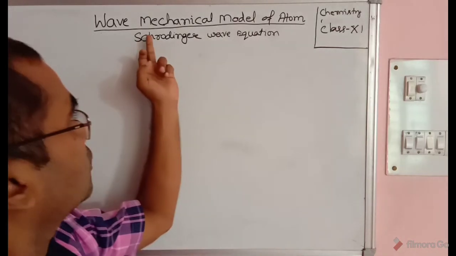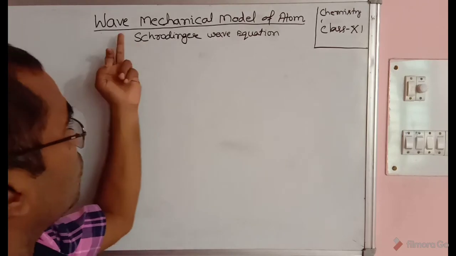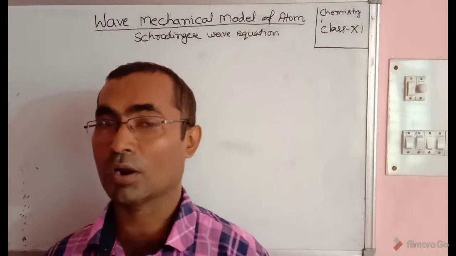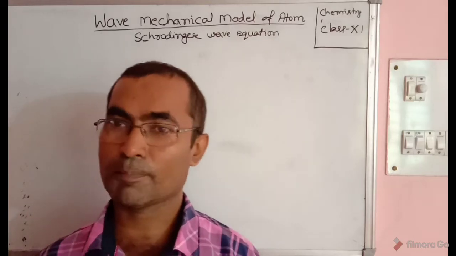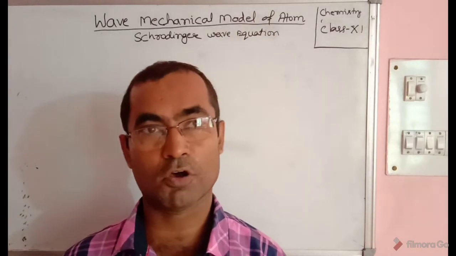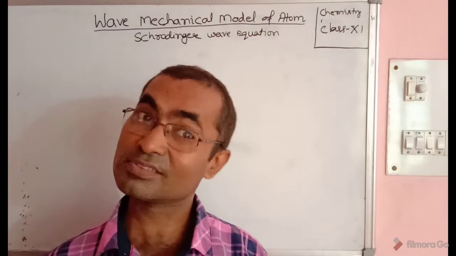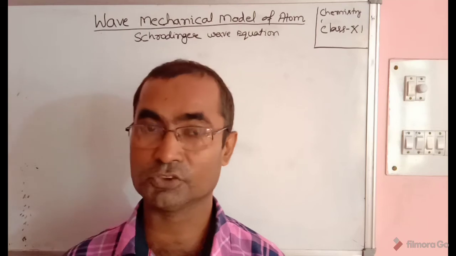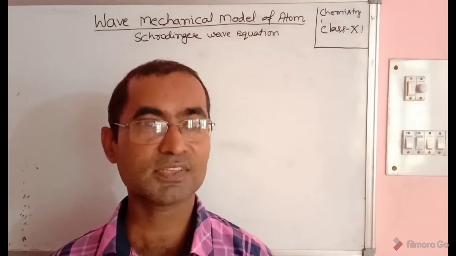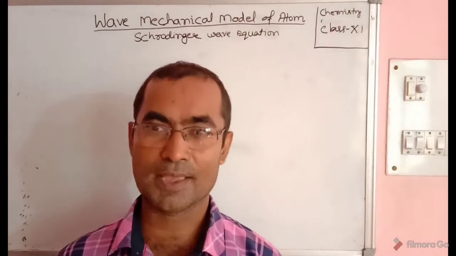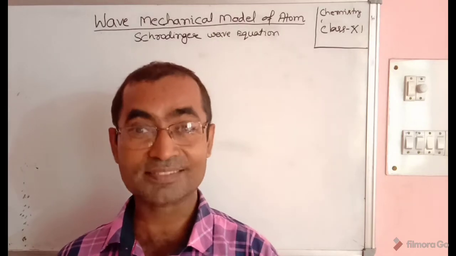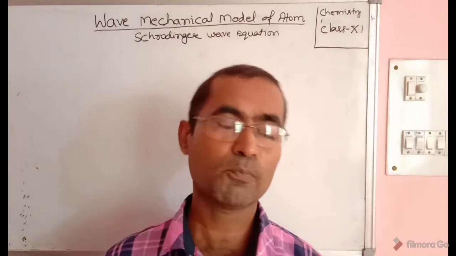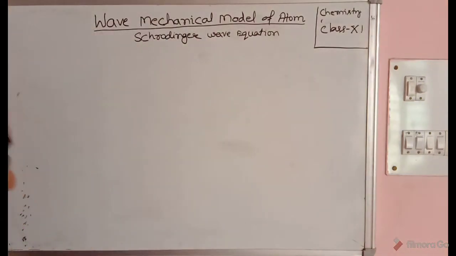So first of all, we will see what the wave mechanical model of the atom is. The atomic model which is based on the particle and wave nature of the electron is known as the wave mechanical model. It was proposed by Schrodinger in 1926. This model describes the electron as a three-dimensional wave in the electric field of the positively charged nucleus.